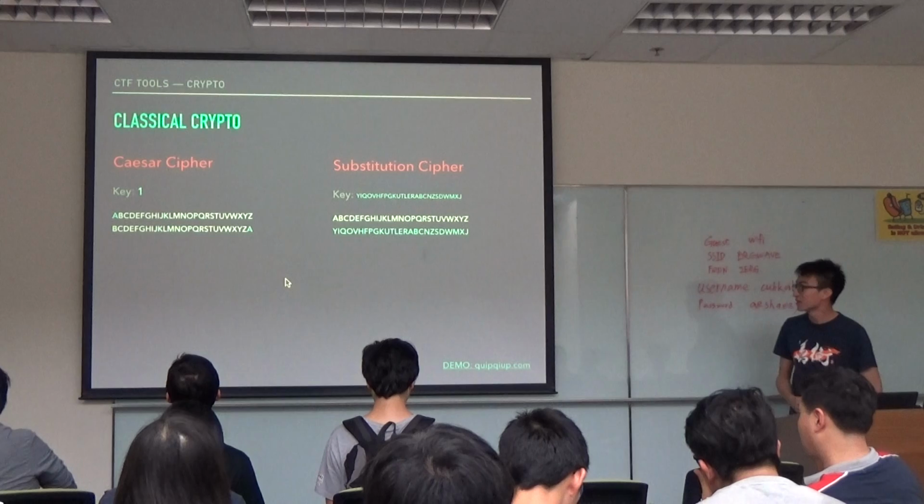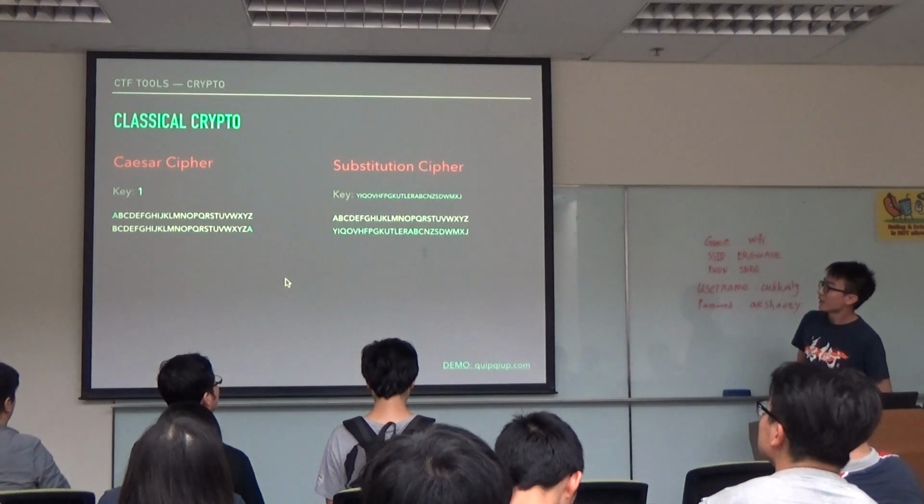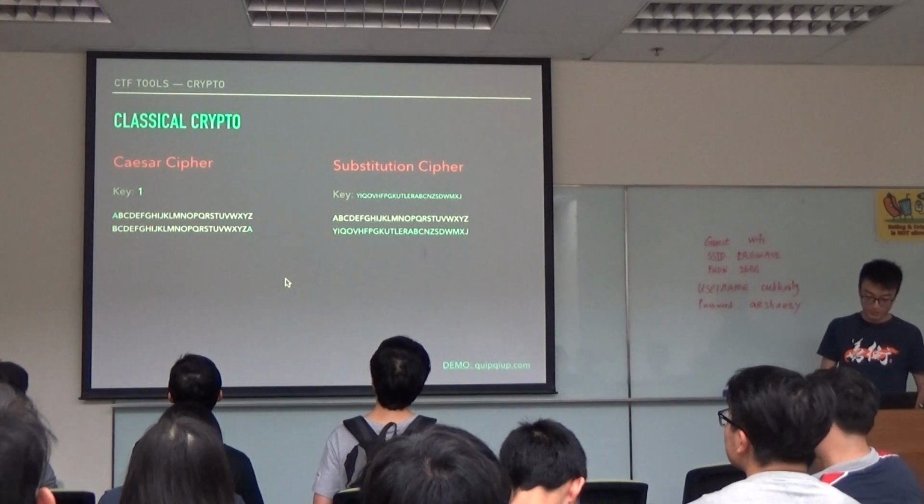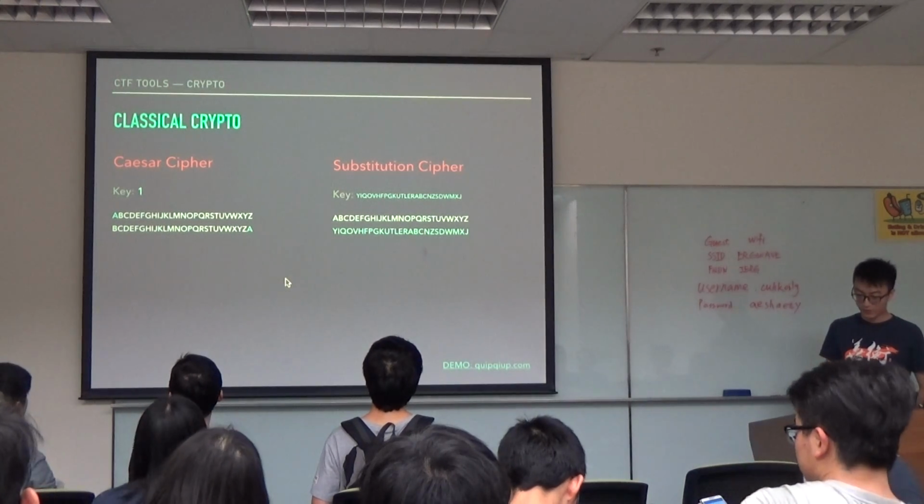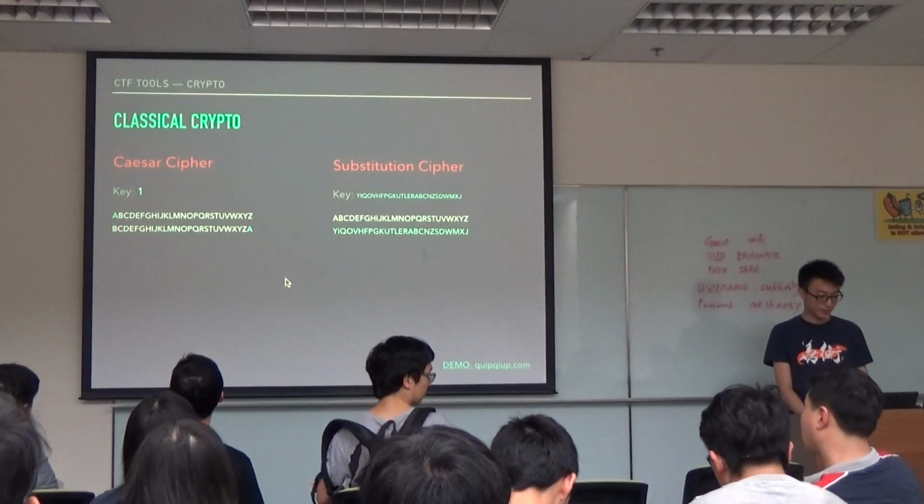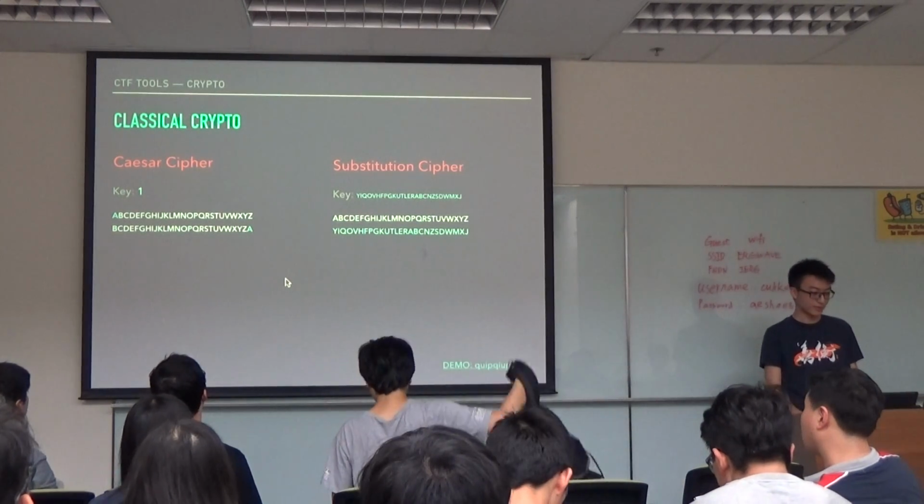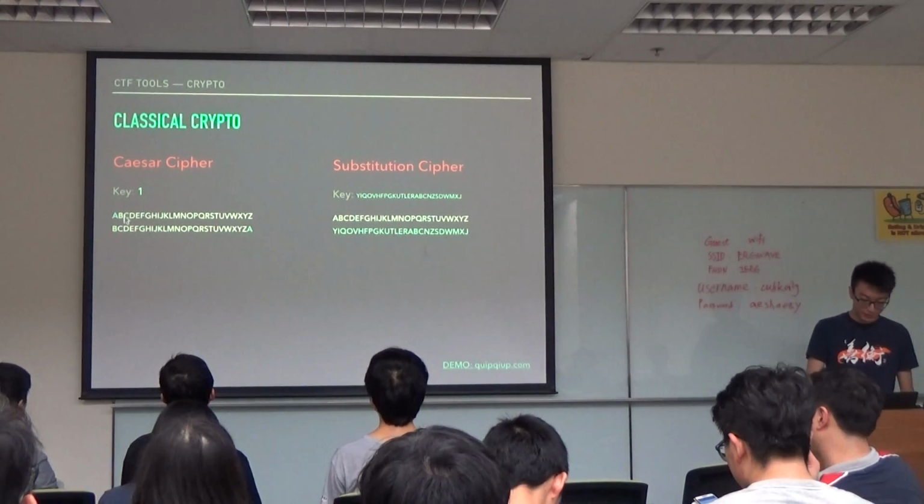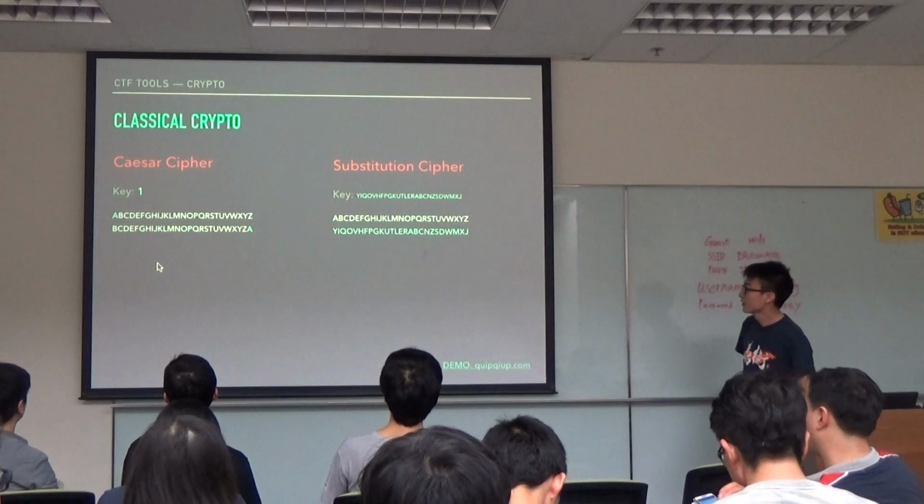First, I will introduce the tools for classical crypto. The first one is a very simple algorithm called the substitution cipher. It's a very ancient and simple scheme. It originated from the Caesar cipher.